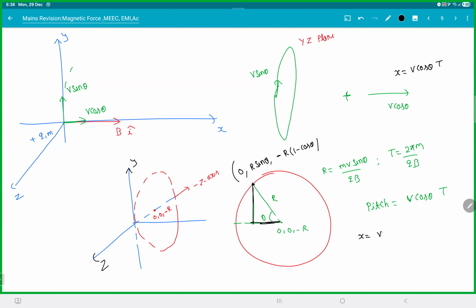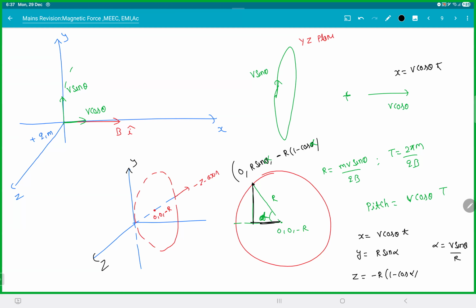Your y coordinate is r sin theta. Wait, I shouldn't have taken theta here. Let this be alpha. So y is r sin alpha, and z will be minus r into 1 minus cos alpha, where alpha is equal to omega t. So omega will be 2 pi by capital T into small t, or you can calculate that, which is v sin theta by r. Clear with this?